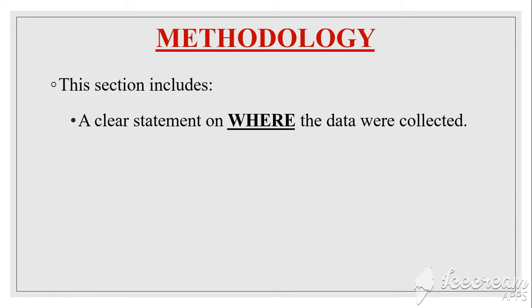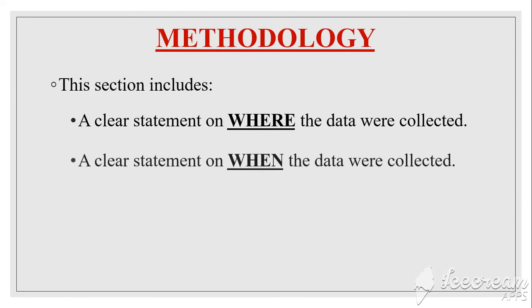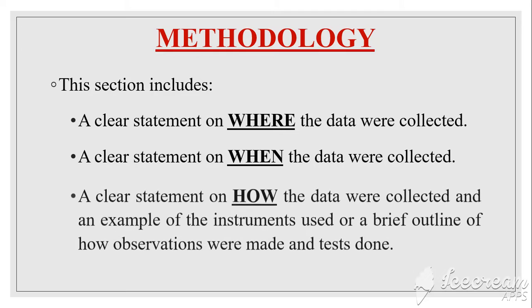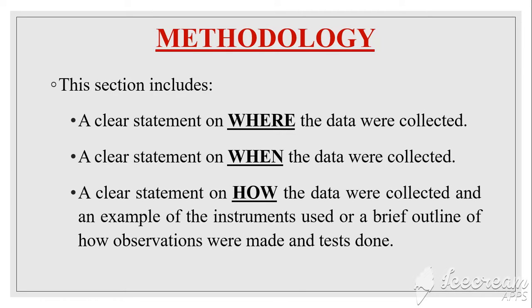So this tells us where the data was collected, and when the data was collected, and finally how the data was collected. So usually for the how, you mention the instruments used as well as the strategies. So for example, if you did an interview session, usually you use a questionnaire to interview persons. So the questionnaire would be an instrument and the interview session would be a method.